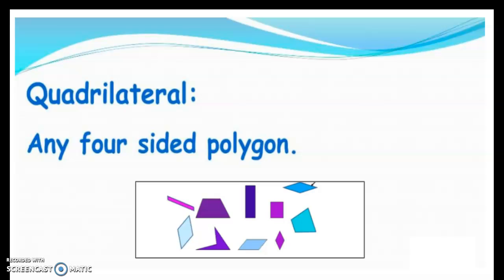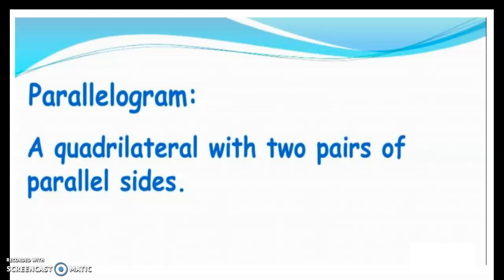It could look like any one of these. So anything with four sides, and it's a closed figure. A parallelogram is a quadrilateral with two pairs of parallel sides, like these. It could be a square, but it could be a rhombus, or it could look like a rectangle that is kind of stretched on its side, like the yellow shape.